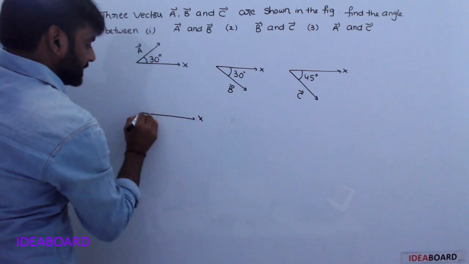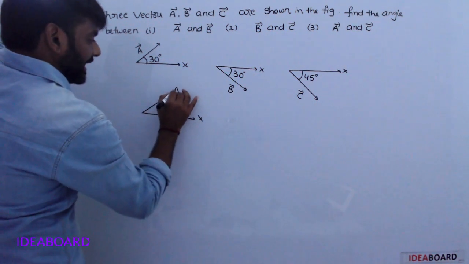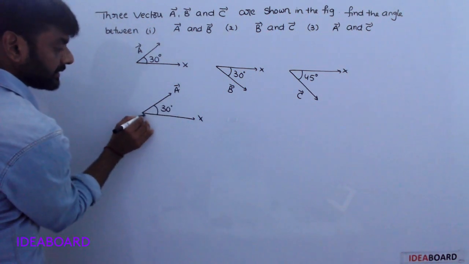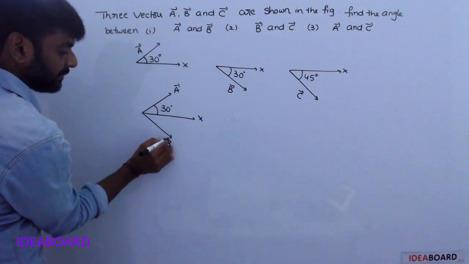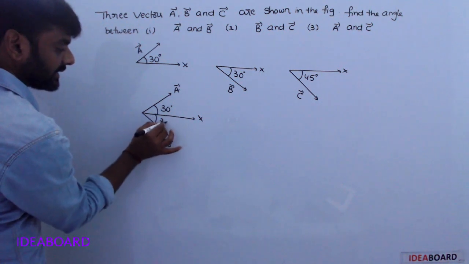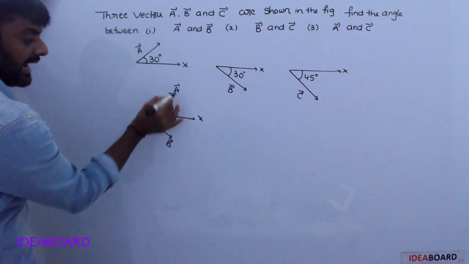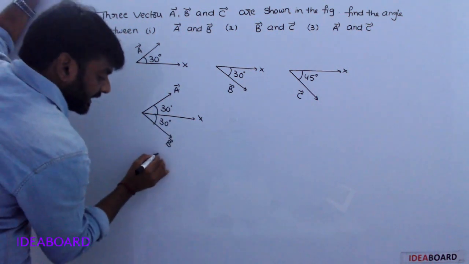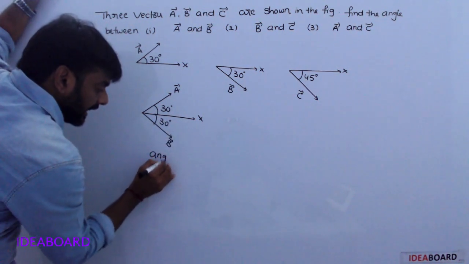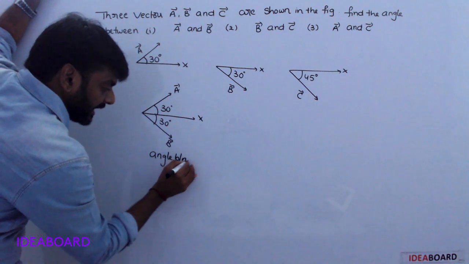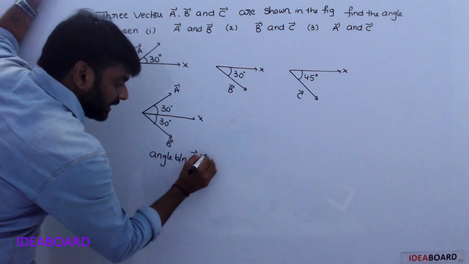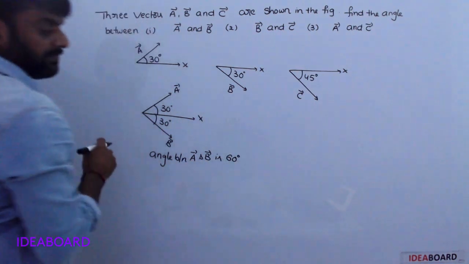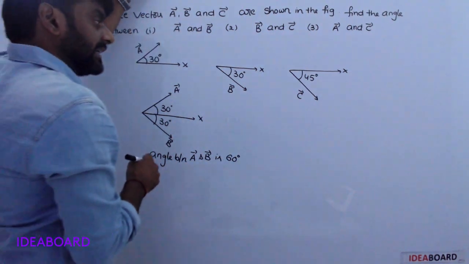It is the x-axis. This is A bar. The angle is 30 degrees. This is B bar. This angle is 30 degrees. See, the angle between A bar and B bar is 30 plus 30, 60. Okay, here the angle between A bar and B bar is 60 degrees.